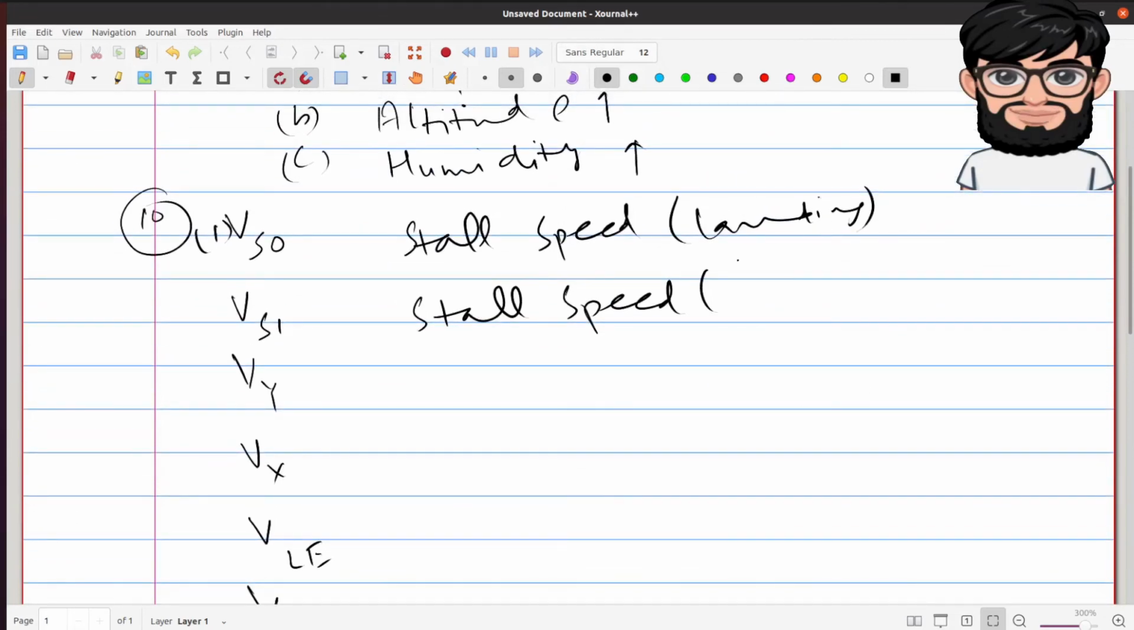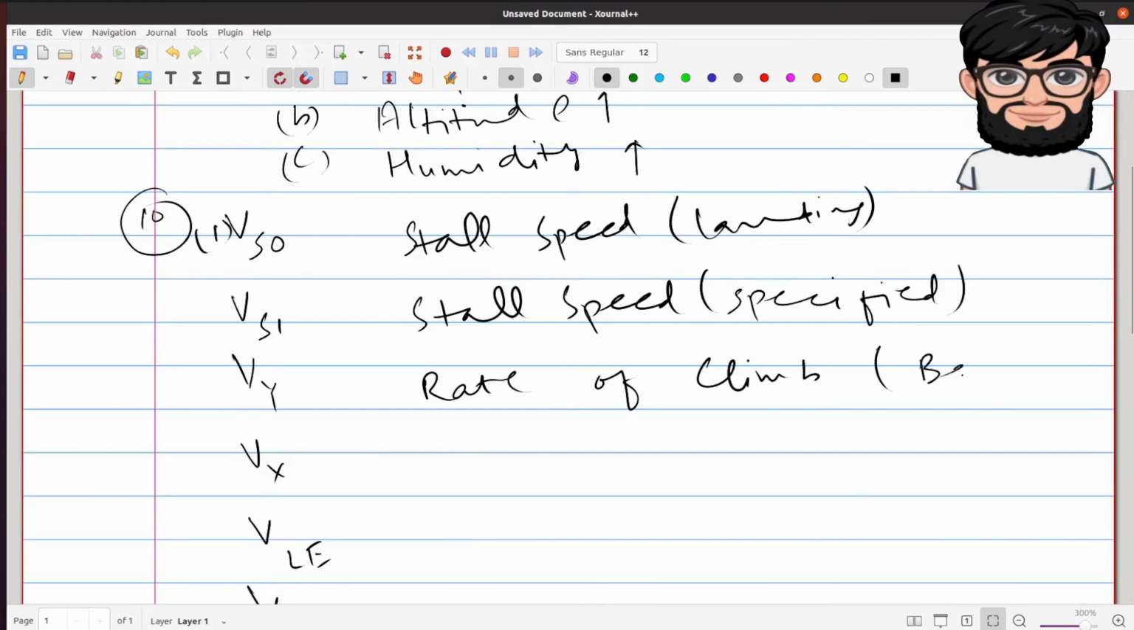This is again calibrated. The VSO is calibrated at the power off stalling speed. VS1 is again in a specified configuration. Vy is the best rate of climb speed. Vx is the best angle of climb speed.